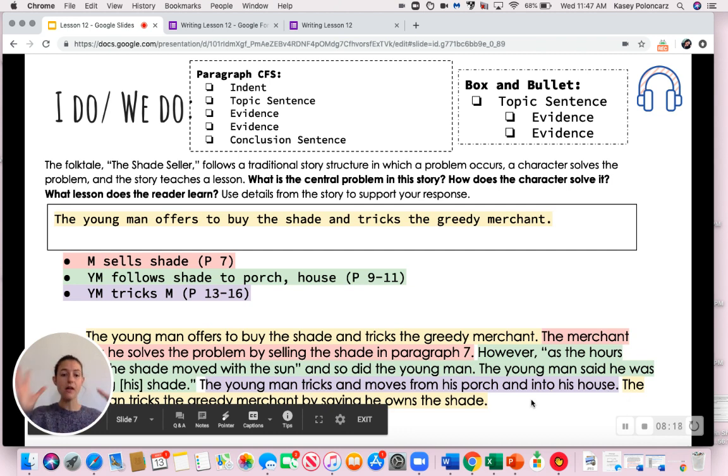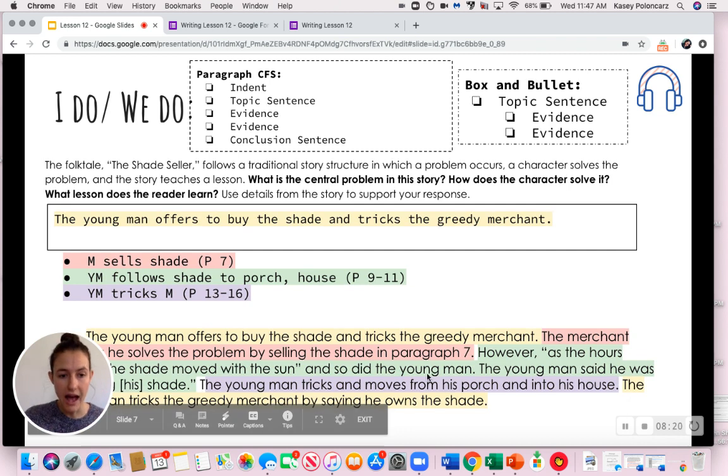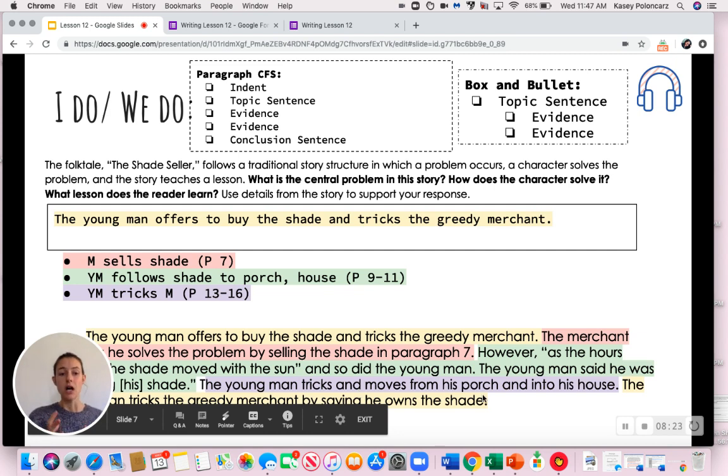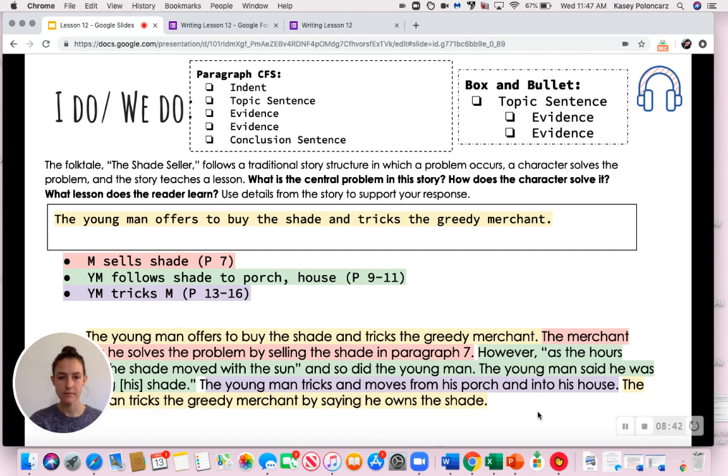Now to wrap it all up with my conclusion sentence, I'm going to have to look at my topic sentence. The young man offers to buy shade and tricks greedy merchant. So I want to say something about tricking the greedy merchant. I'm going to say, the young man tricks the greedy merchant by saying he owns the shade. Perfect. So I'm just going to talk about that again. I have all parts. I have my indent, my topic sentence, my evidence, and my conclusion sentence.